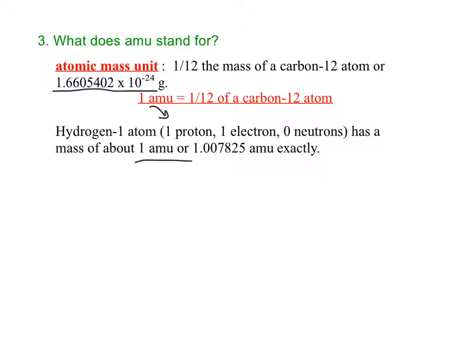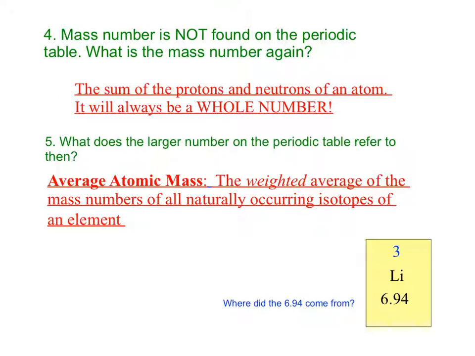That's our scale. Now, we've mentioned in the past that the mass number is not found on the periodic table. The mass number is the sum of the protons and the neutrons of an atom. It is a whole number. You cannot have a part of a proton. You cannot have a part of a neutron. So the mass number of every single atom or ion that we deal with is never going to be located on the periodic table. However, there are two different numbers in every single box on the periodic table.